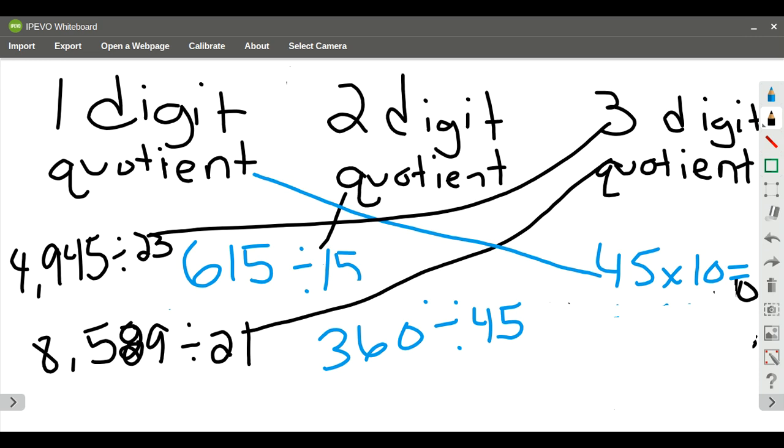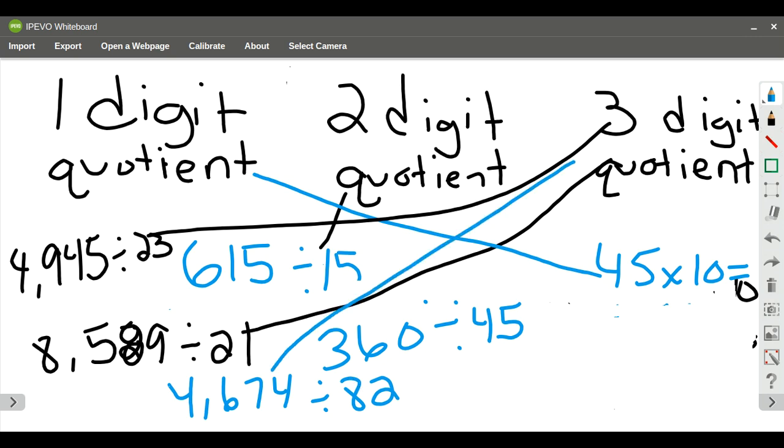Okay, I now have 4,674 divided by 82. And again, I'm in that same situation where I have a four-digit dividend divided by a two-digit divisor. It's going to give me a three-digit quotient. The next one that I have is 8,827 divided by 91.